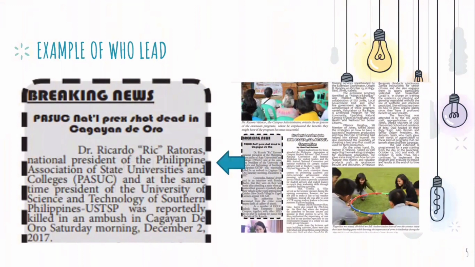As in this example in the article, Pasok National Press Shot Dead in Cagayan de Oro. Dr. Ricardo Ricratoras, National President of the Philippine Association of State Universities and Colleges, or PASOK, and at the same time President of the University of Science and Technology of Southern Philippines, or USTSP, was reportedly killed in an ambush in Cagayan de Oro Saturday morning, December 2, 2017.